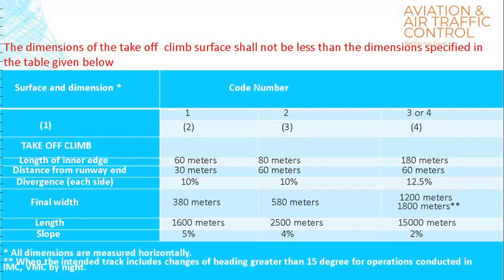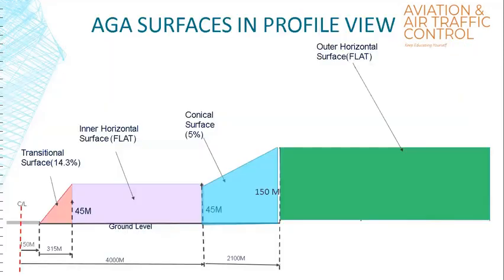Now this is the table which we have just discussed for the dimensions of the takeoff climb surface. Now this is very important and very good. It will give you a clear idea of what we have discussed earlier. This is a section view of surfaces. Whatever we have discussed so far is clearly shown here. You can pause your video and observe the same. It will give you all the understanding.